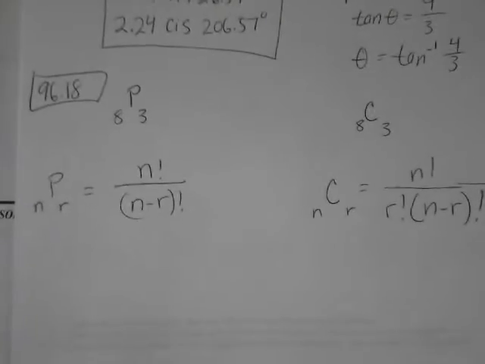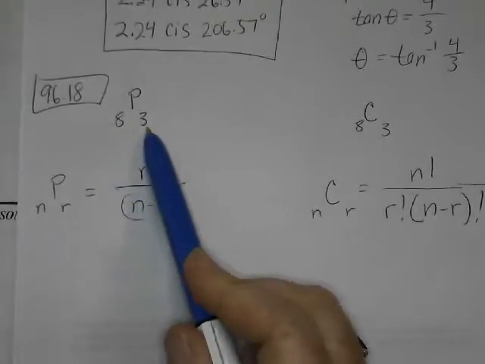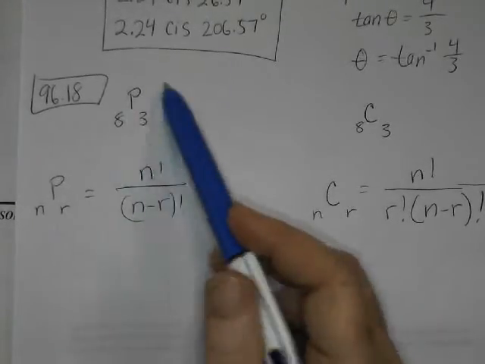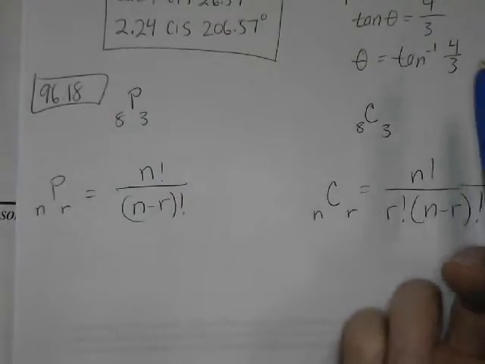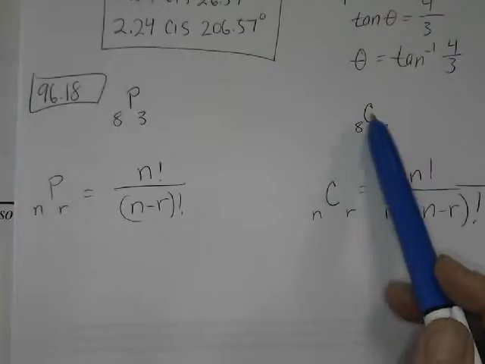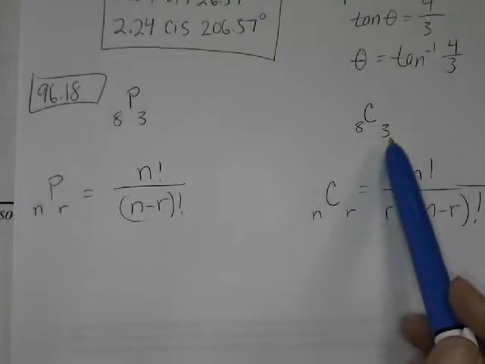Number 18. The question is asking us to find the permutation of 8 things taken 3 at a time. And it doesn't come right out and say that, it just gives you this P with the 8 and the 3, so maybe that was mysterious. I don't know if you knew that that meant permutation. And then this is a notation for combination of 8 things taken 3 at a time.